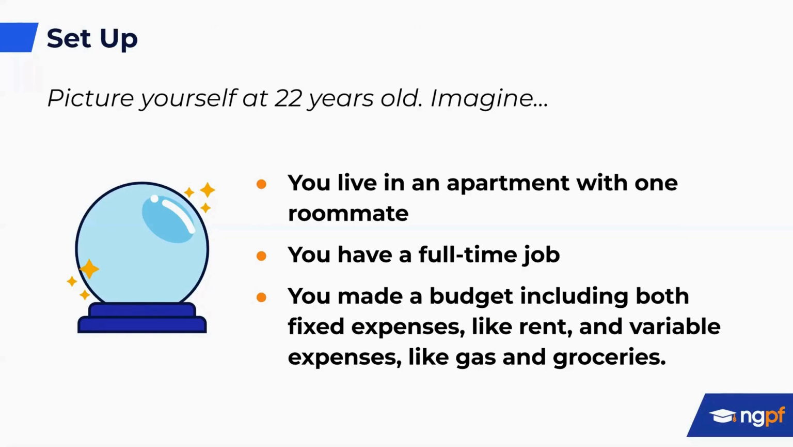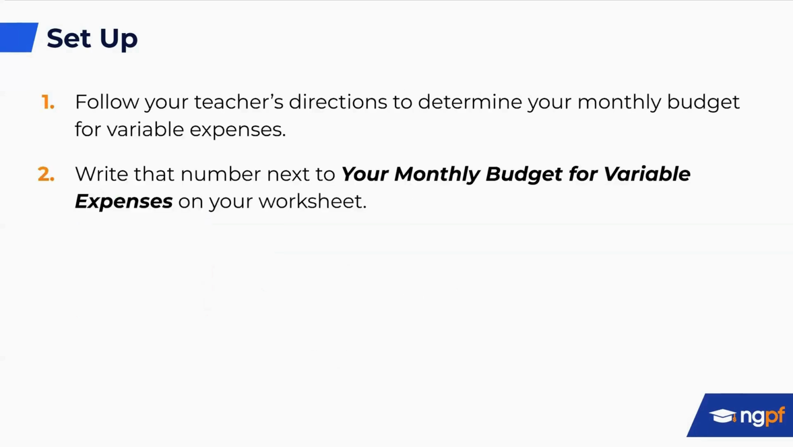That being said, let's get to our game. So picture yourself as a 22-year-old. Imagine you live in an apartment with 1 roommate. You have a full-time job. You have made a budget, including both fixed expenses like rent and variable expenses like gas and groceries. So in between each slide, this should be talking about that. So follow teachers' directions by determining your monthly budget for variable expenses. Write your number next to your monthly budget for the variable expenses.